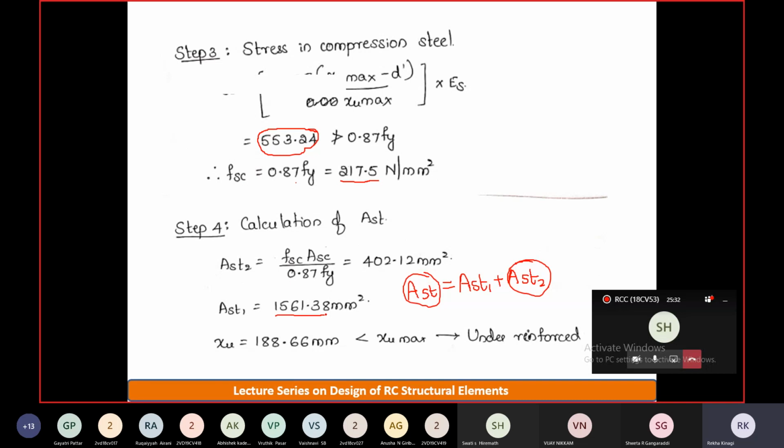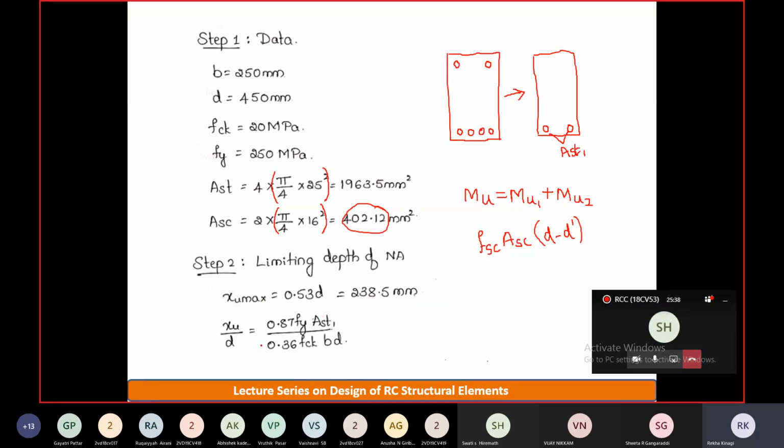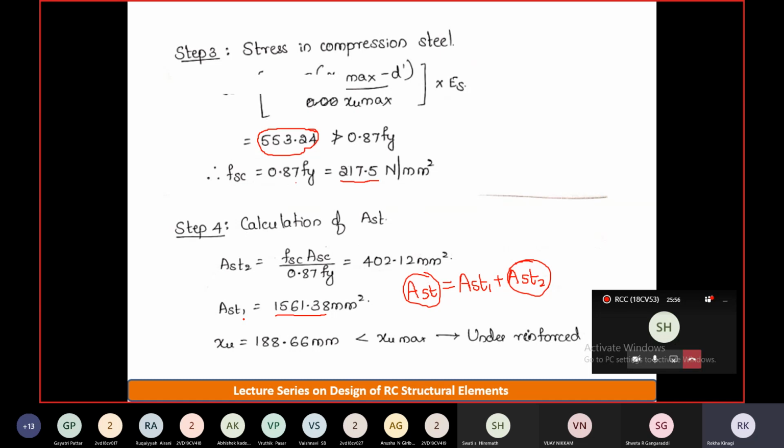Now for XU, the equation is XU by D is equal to 0.5 AST1 divided by 0.36 FCK BD. Fy is known, AST1 has been calculated now, FCK is known, B and D are known, and the only unknown is XU. Substituting in that equation, I'll be able to calculate the value of XU, that is 188.66 mm. So now I have calculated the value of XU.